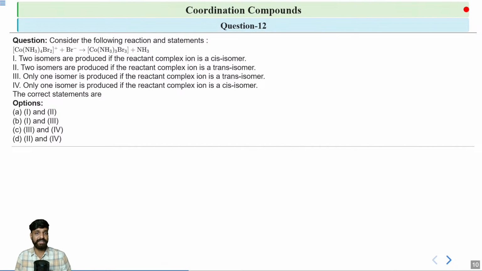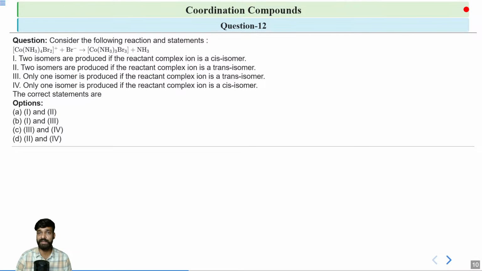Consider the following reaction and statements. The question says that [Co(NH3)4Br2]+ plus Br− is reacting together to form [Co(NH3)3Br3] plus NH3. Now you have to tell which statements are correct. Two isomers are produced if the reactant complex ion is a cis isomer. Two isomers are produced if the reactant complex is a trans isomer. Only one isomer is produced if the reactant complex is a trans isomer. Only one isomer is produced if the reactant complex is a cis isomer.